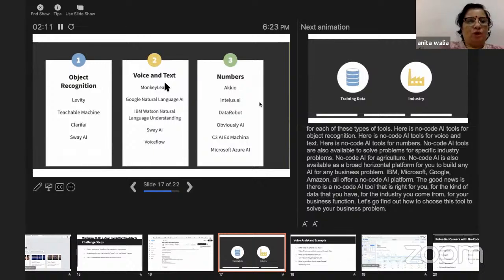If you are using voice or text data, you can use MonkeyLearn, which is also very good. Google Natural Language AI is free of cost. IBM Watson Natural Language Understanding. Sway AI has object recognition and other tools as well. If you are using numbers, you can use Akkio, which I will be using and showing you now. You can also use Microsoft Azure AI. That is also very good. So you can make a note of this, students. When you go for an interview, they might ask you what kind of AI tools you can use to train the model for object recognition or solving predictive problems or prescriptive problems of voice.